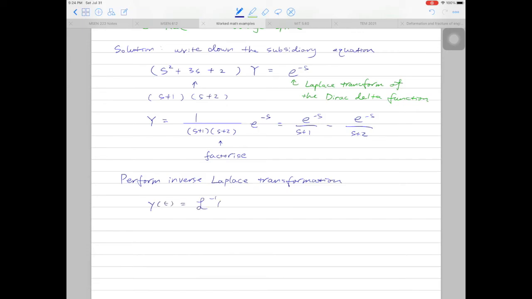You will get the answer. The response to the Dirac delta function is 0 if t is between 0 and 1, and it's equal to e to the power of minus (t minus 1) minus e to the power of minus 2(t minus 1) if t is greater than 1.